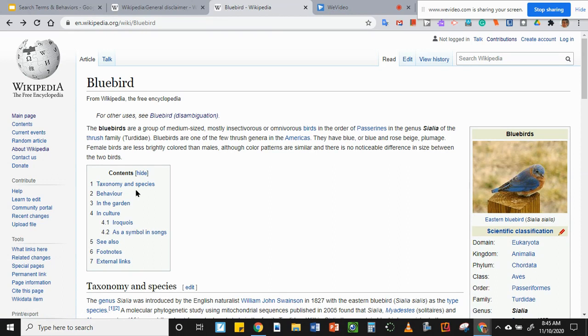Okay, and that's as far as I can get with those things in terms of search terms. So I could use taxonomy and species actually. So I could search bluebird taxonomy, bluebird species, bluebird behavior. Those would be search terms I could get from the table of contents.